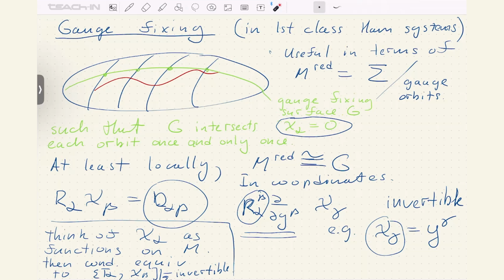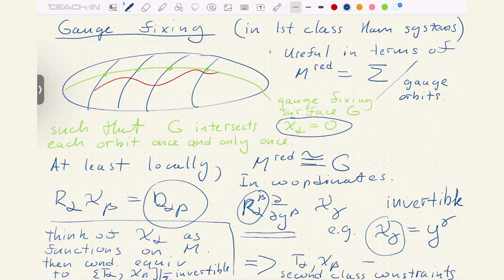What does it mean? It means, in fact, that T alpha, chi beta are second-class constraints, because this guarantees that the respective Dirac matrix is invertible. If it's not clear, exercise: check.